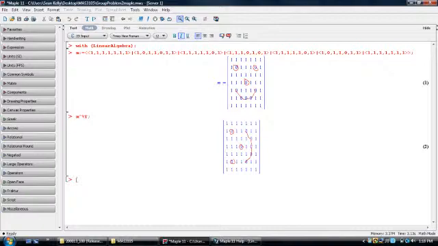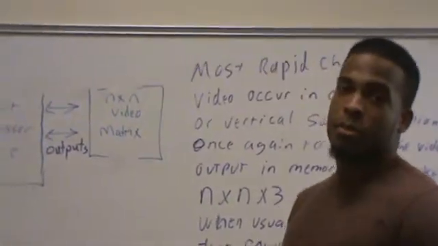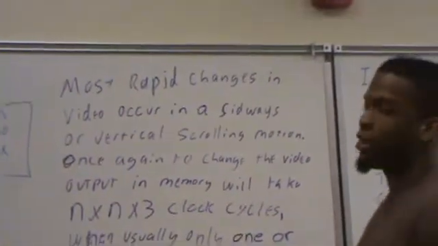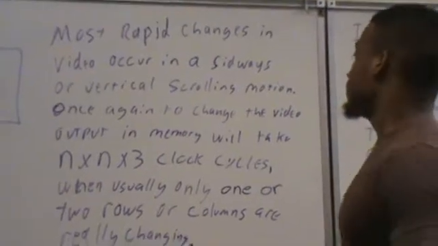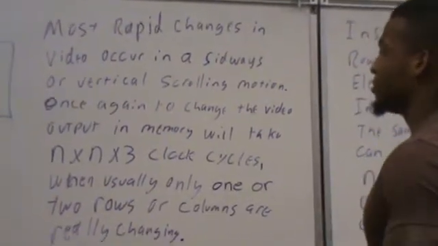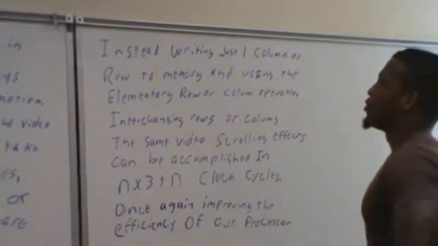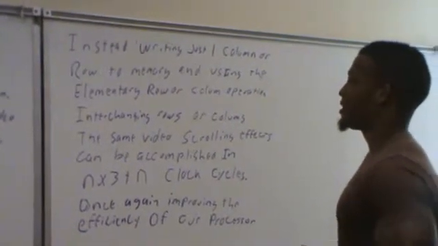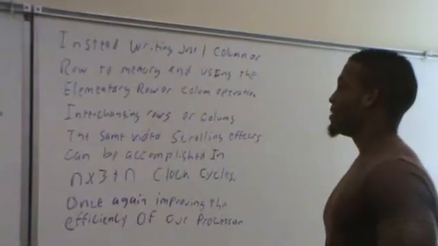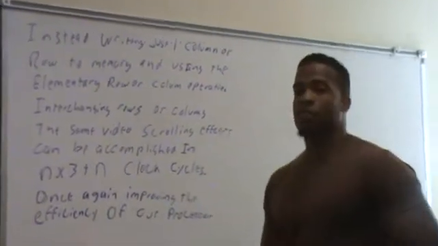Here to give you another example is Lamond Bruce. Okay, I'm going to describe another way linear algebra can improve the efficiency of a motion picture. Most rapid changes in video occur in a sideways or vertical scrolling motion. Once again, to change the video output in memory will take n times 3 clock cycles, when usually only 1 or 2 rows or columns are really changing. Instead, writing just one column or row to memory and using the elementary row or column operations, interchanging rows or columns, the same video scrolling effects can be accomplished in n times 3 plus n clock cycles. Once again, improving the efficiency of our processor.